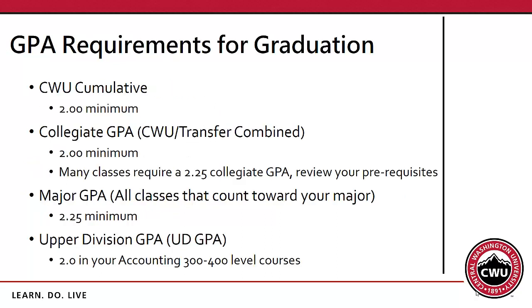In addition to the specific course requirements, there are minimum GPAs required to graduate as well. To graduate, you must have a 2.0 CWU GPA, a 2.0 collegiate GPA, a 2.25 major GPA in all of your major classes, and a 2.0 upper division GPA in the 300-400 level accounting classes.